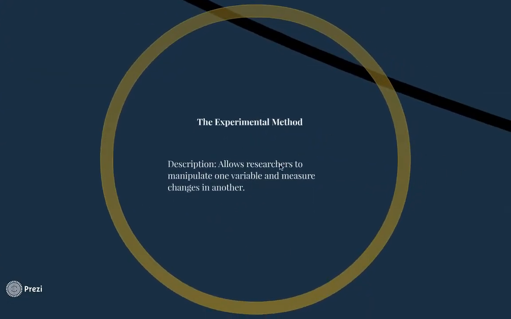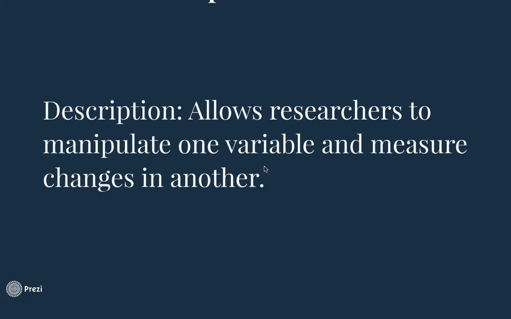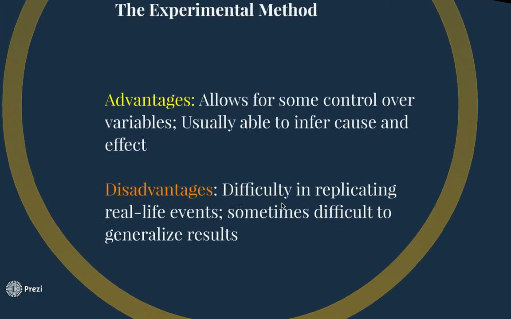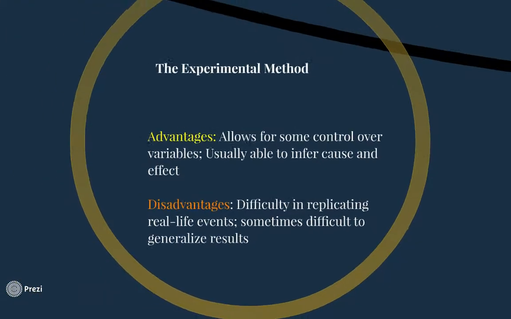When we discuss the experimental method, it allows researchers to manipulate one variable and measure changes in another. One will stay constant and one will change, and then they will compare the data. So when you are performing an experiment, you have to remember that the advantage is that it allows for some control over the variables. Usually you're able to infer cause and effect from an experiment. If I do this, then this will happen, or this is the result. Okay, my theory is this will happen when I do this. The disadvantage is that it's difficult to replicate real-life events. Sometimes it's difficult to generalize results as well.